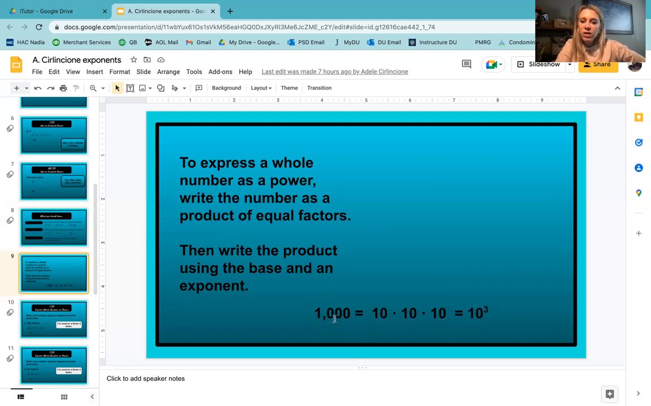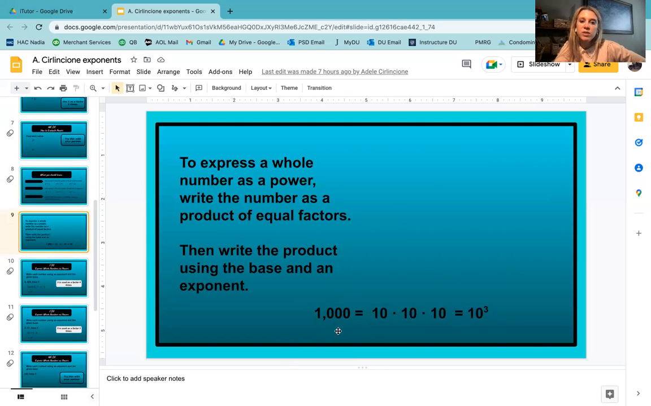So we're given the number 1,000. And you have to ask yourself, how can I write this with a base and an exponent? So we're trying to figure that out. I'm going to use base 10 here. So I have 10 times 10 times 10, which is 10 cubed, or 10 to the power of 3, or 10 to the 3rd power.